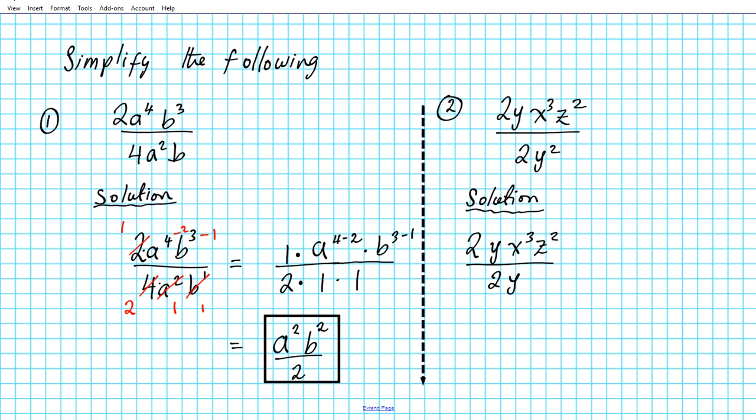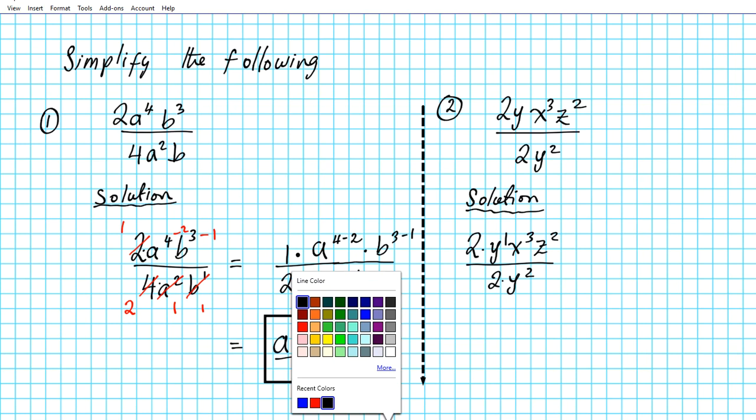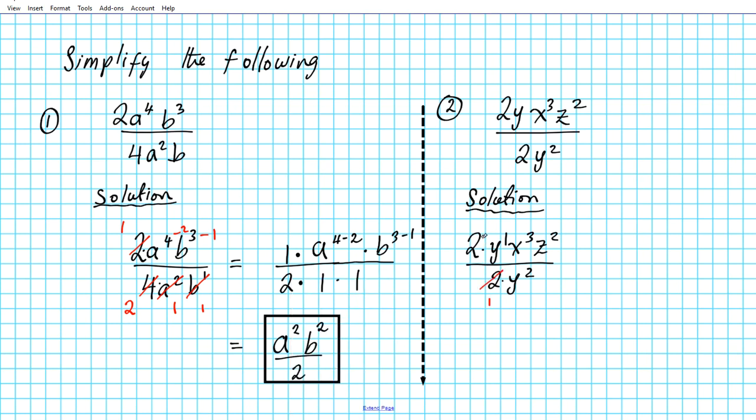Now, let's make sure all the factors have powers, okay? So y here doesn't have a power, so the default power is 1. Okay? So we start with the 2's. We can divide the numerator and the denominator by 2. So 2 goes into 2 once, and 2 goes into 2 once. The 2's divide themselves out completely.